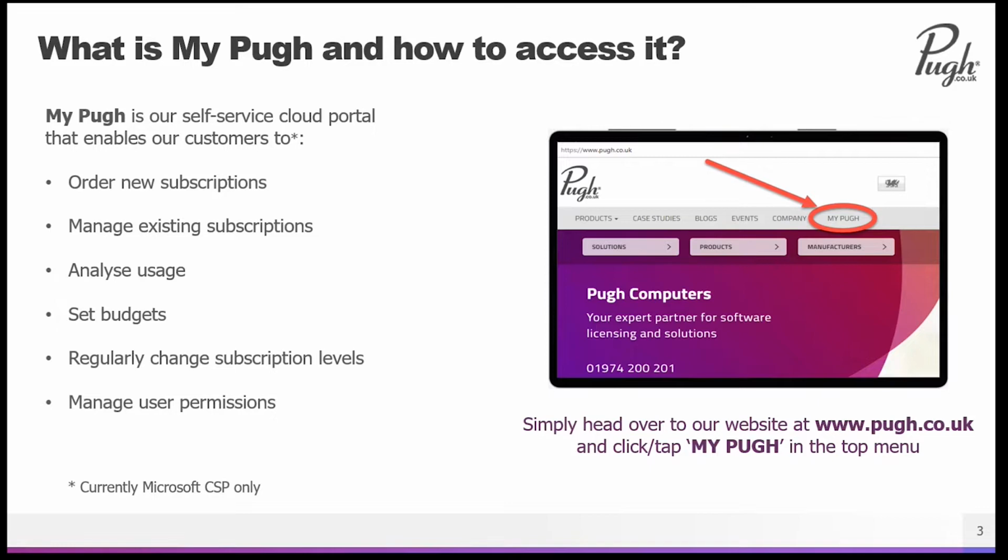And you can also change your subscription levels. So for example, if you wanted to go from Microsoft 365 A1 to A3 to A5, or the same E1, E3, E5, that can all be done. And you can also manage user permissions within the portal itself. So you can invite colleagues, you can choose which of those colleagues can place orders, who can change licensing quantities and set budgets and things like that.